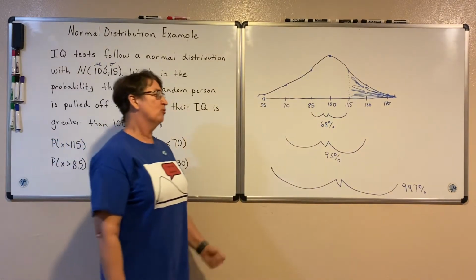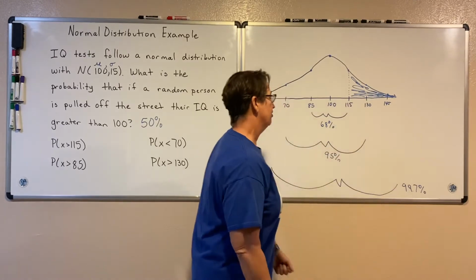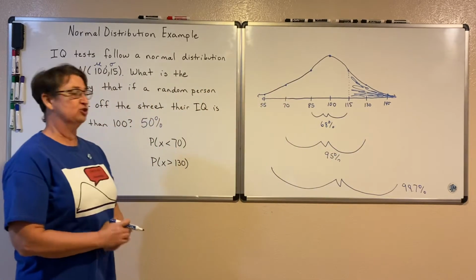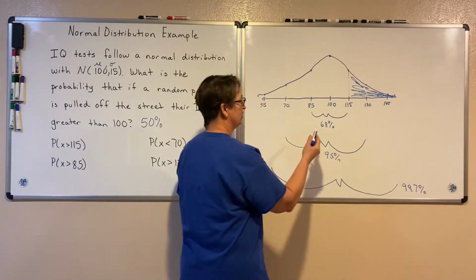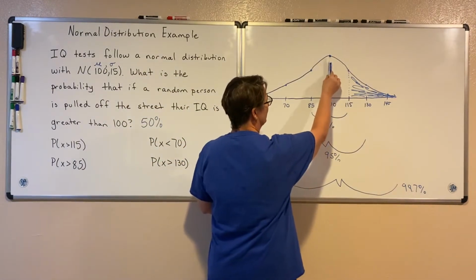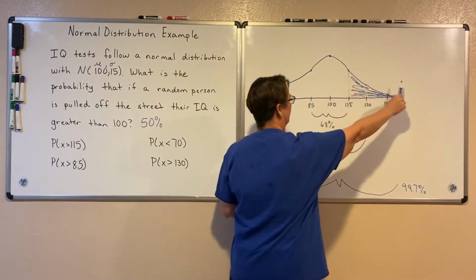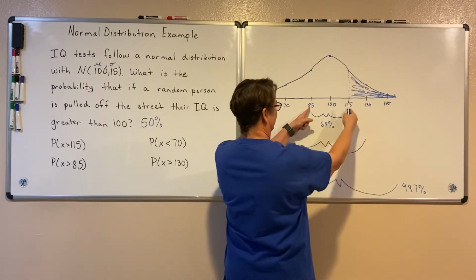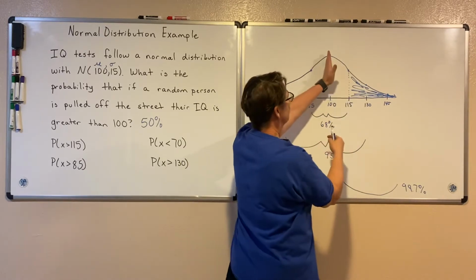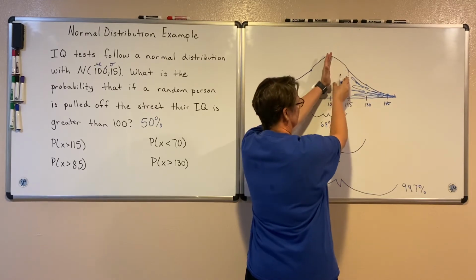And we want to know, well, what's the probability that a person that we randomly choose is over 115 IQ. Well, we know that this part, you just told me, was 50% from here on up. And I know from here to here is 68%. Well, I want to do this 50% minus this little sliver.